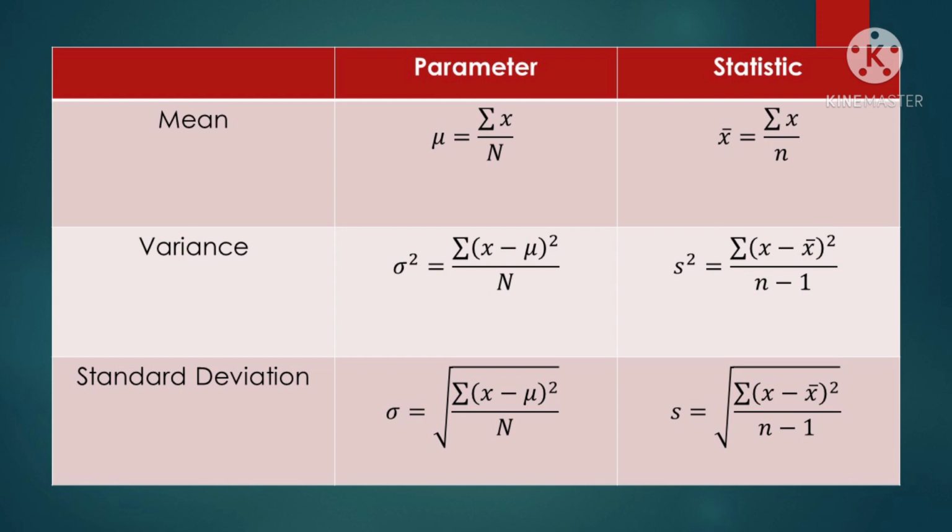So how about the statistic? Statistic, it is denoted by the Roman letters. So yung statistic natin, to find the mean of a sample, we have x bar is equal to the summation of x over n, where x is the data, x bar is the sample mean, and n, or small letter n, is the sample size. And for the variance, the formula is s squared is equal to the summation of the quantity x minus x bar squared over n minus 1, okay? And to solve for the standard deviation, just simply get the square root of our sample variance.